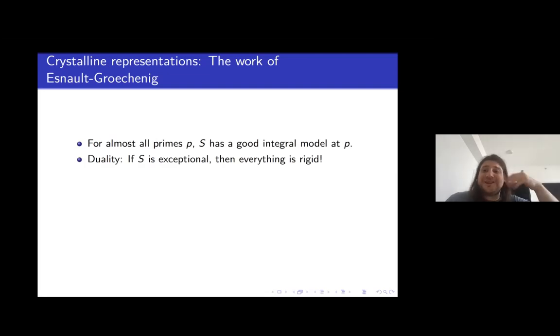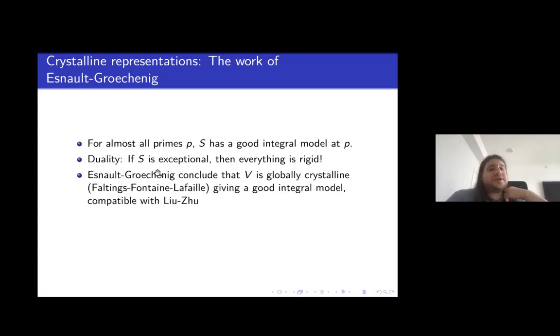And they use this duality principle one last time. They say that, look, if S is exceptional, well, they don't say this, they just use rigidity. But for us, if S is exceptional, everything is rigid. And what Eno and Groschning say is that if you have something rigid, then automatically you get something p-adically crystalline in the relative sense of Fontaine and Lafaille, generalized by Faltings.